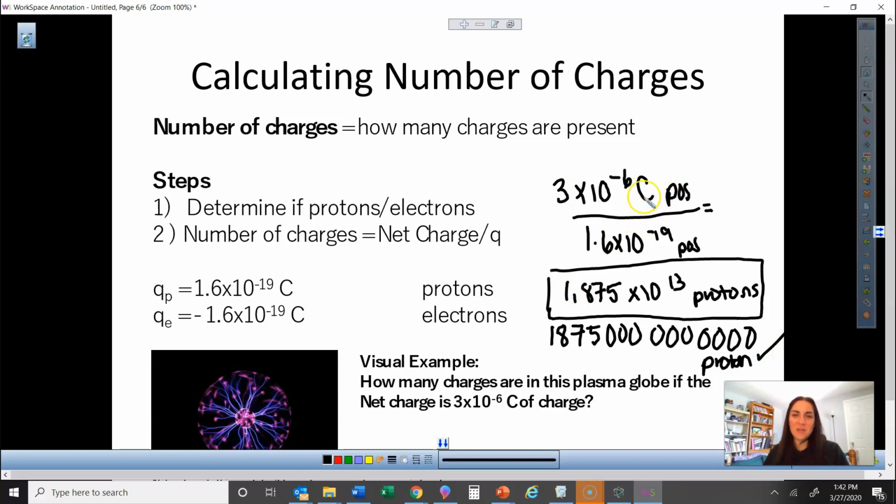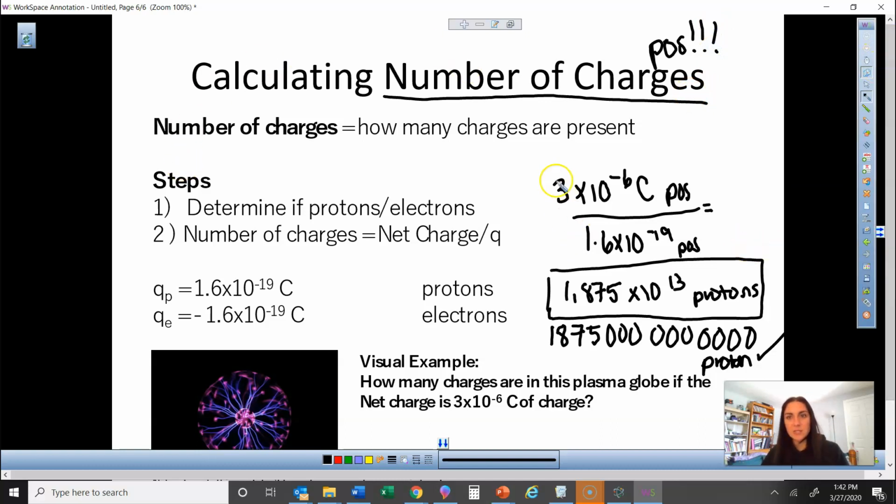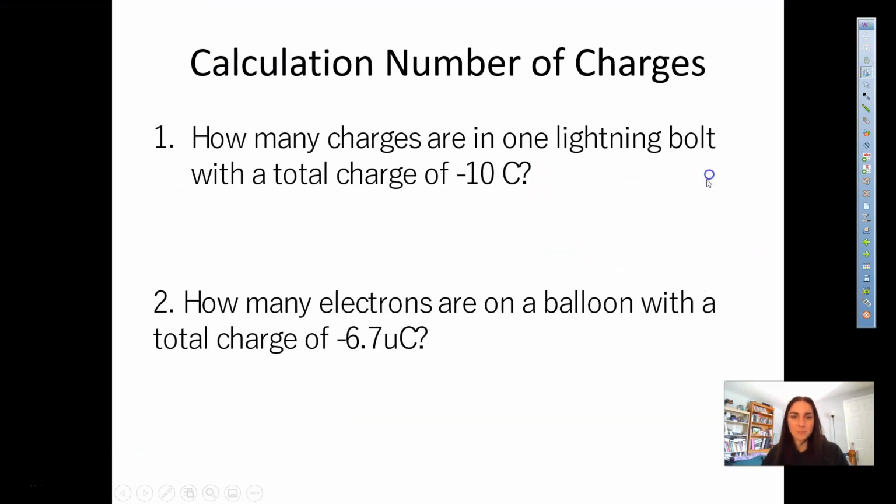So you take your net charge and you divide it by Q. Now this is going to be a positive number because you're calculating a number of charges. This always has to be positive. If you get a negative number, you don't usually count your numbers 1, -1, -2, -3. You always go 1, 2, 3, 4, all that. So that's making sure that your signs are matching.